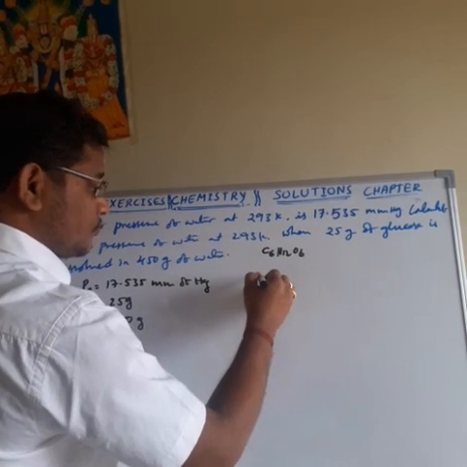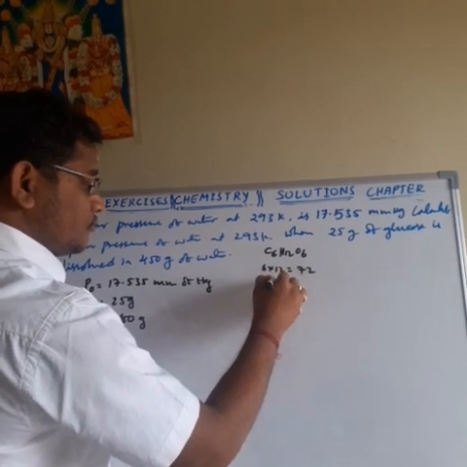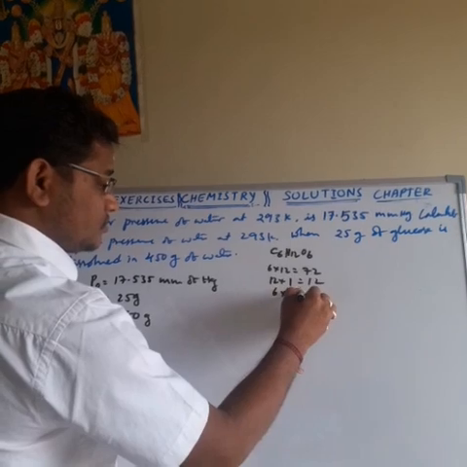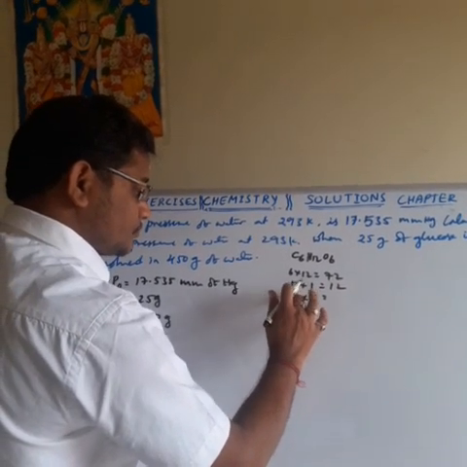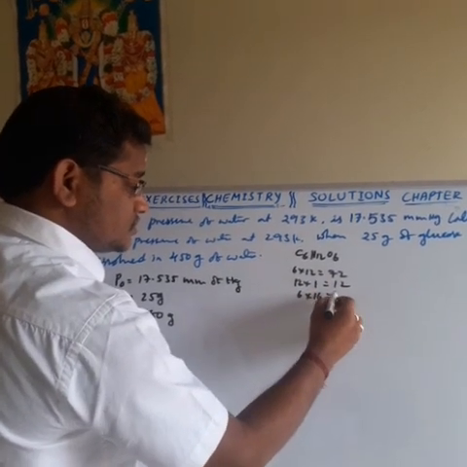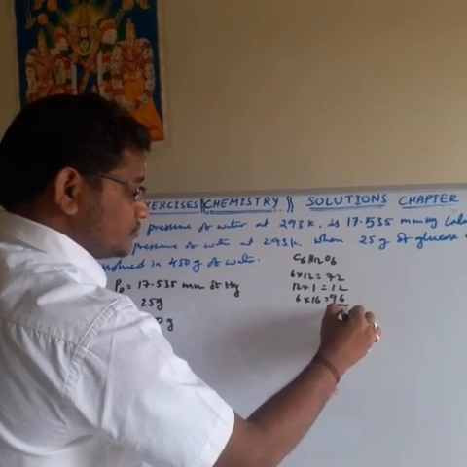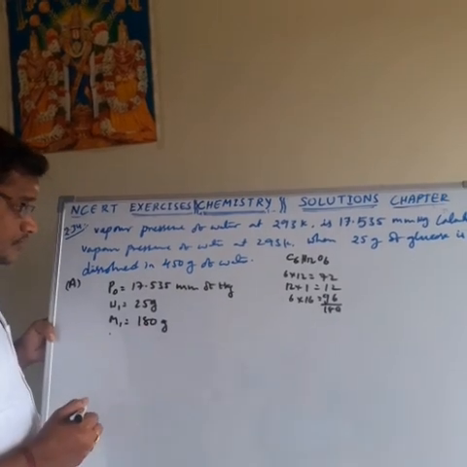C6H12O6 is the molecular formula of glucose. 6 into 12 is 72, 12 into 1 is 12, 6 into 16 is 96. The total value is 180. So that is the molecular mass of glucose.